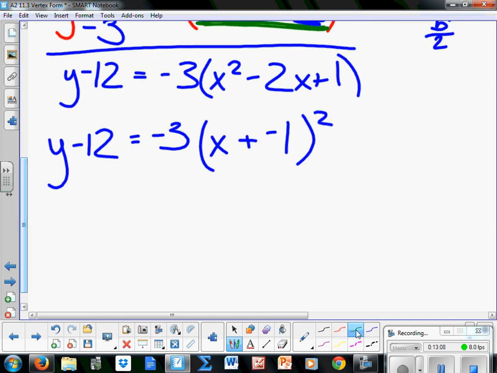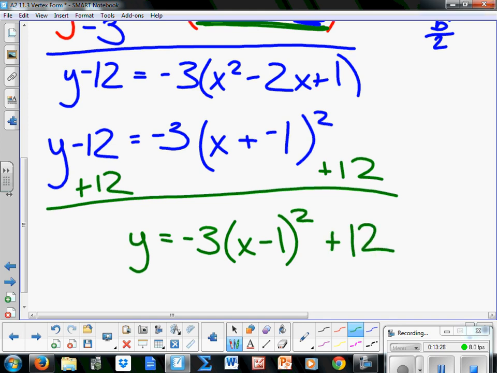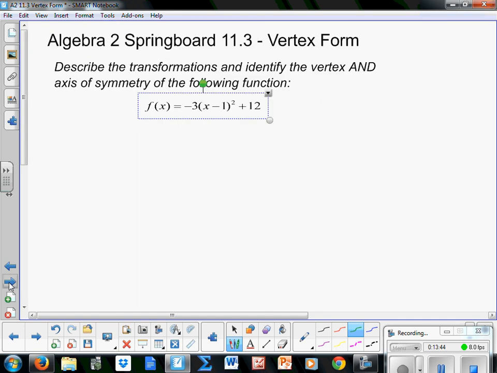And now I just have that bringing the constant over to the other side. That's all I have left to do to make it look like vertex form. So I end up with y equals -3 times the quantity x minus 1 squared, plus 12. Again, this is vertex form, and this is the type of form that we can use to figure out transformations and where our parent function is going.